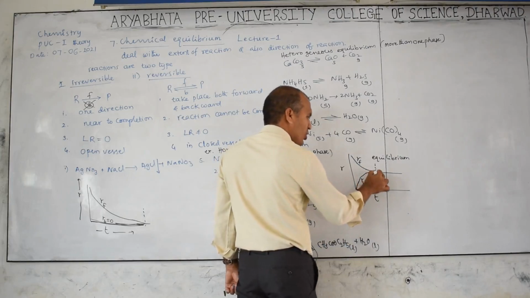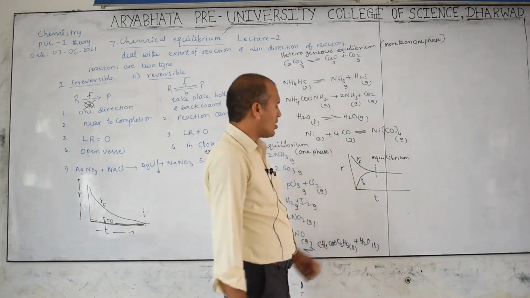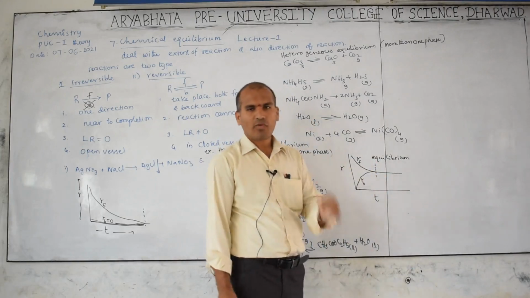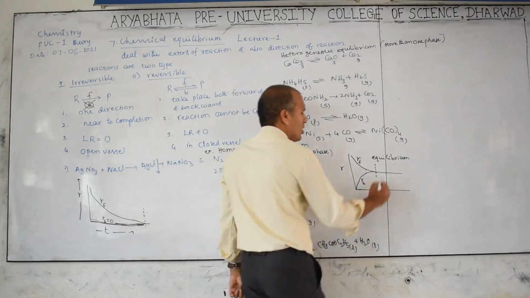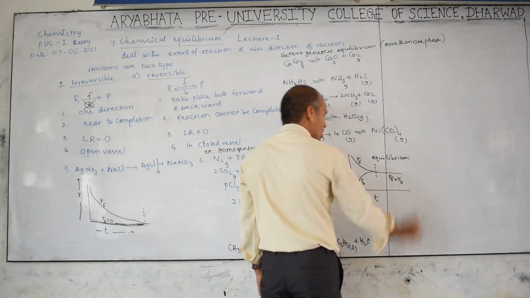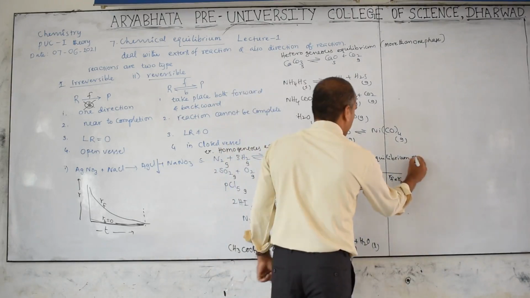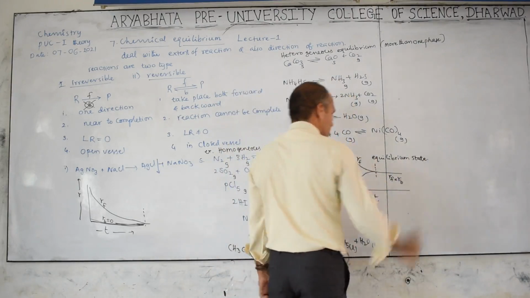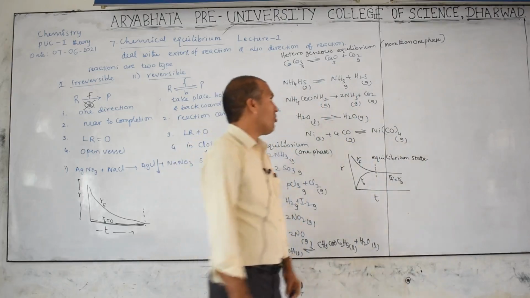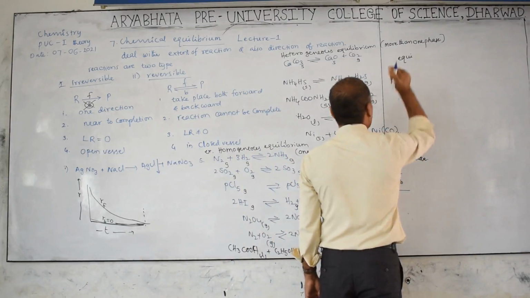But at this position, both lines merge, indicating that the rate of forward reaction is equal to the rate of backward reaction. So this is RF equals RB at the equilibrium state. So what is the equilibrium? Now for exam purposes, this is an important question.